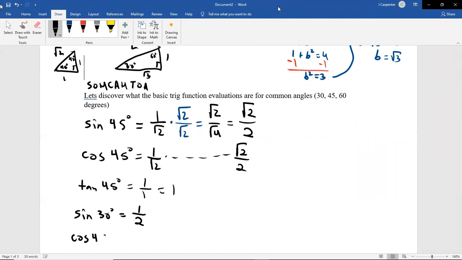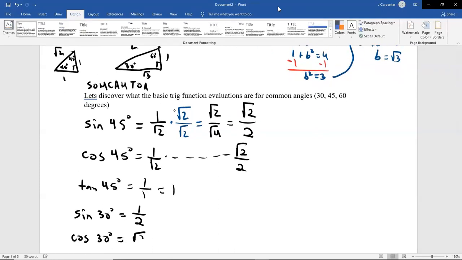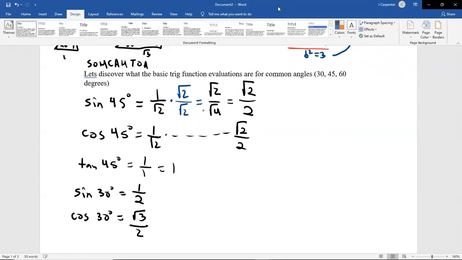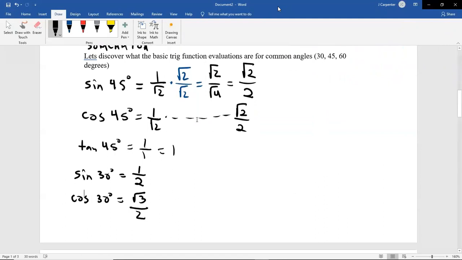Cosine of, I'm looking at the 45, sorry for that. Cosine of 30 degrees. So again, back to our 30, 60, 90 triangle. We're here, opposite, adjacent, hypotenuse. So the adjacent's the square root of 3. We're on CAH. Adjacent over hypotenuse, square root of 3 over 2. So this would be the square root of 3 over 2. That's it. You don't have to clean this up because the bottom number is not a radical. This is perfect. It's fine.